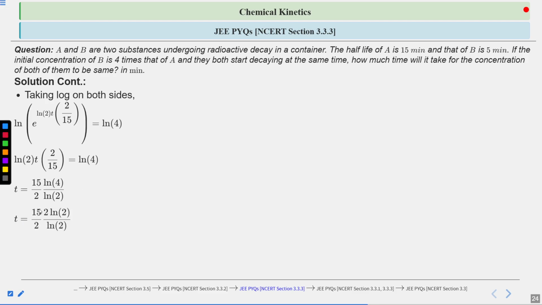So t is equal to 15 by 2. You can write 4 as 2 to the power 2, and using the logarithmic property we can write it as 2 ln2. ln2 will cancel out and t will come out as 15 minutes. 2 will also cancel out.